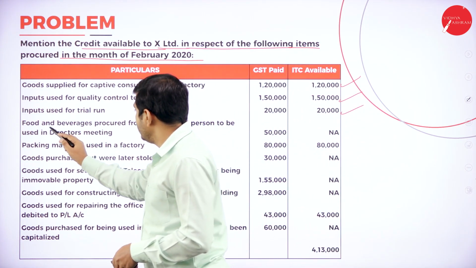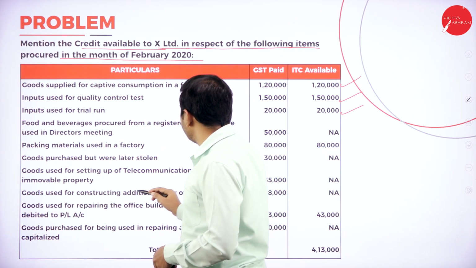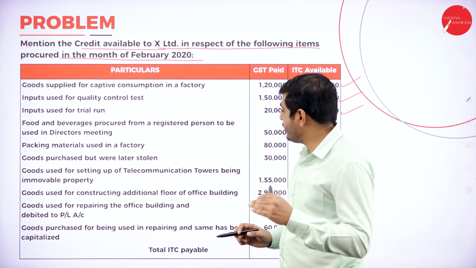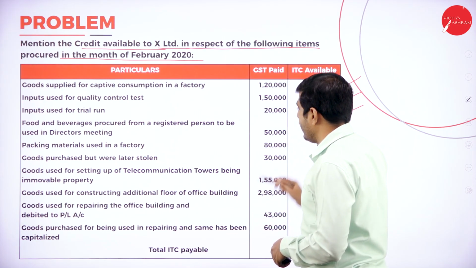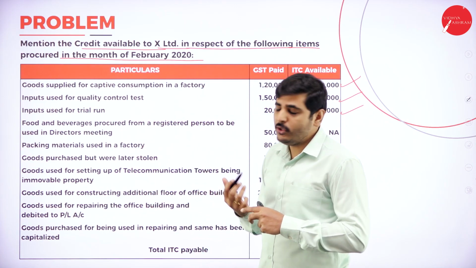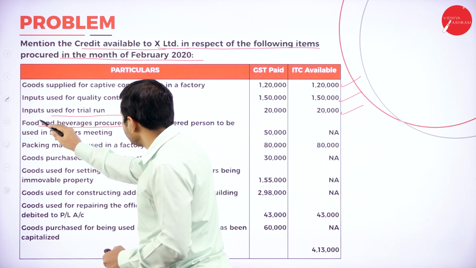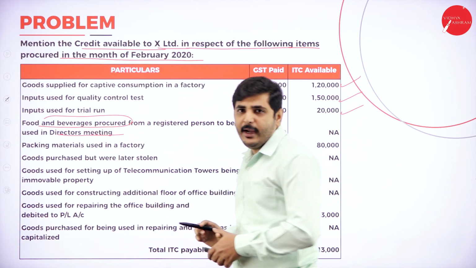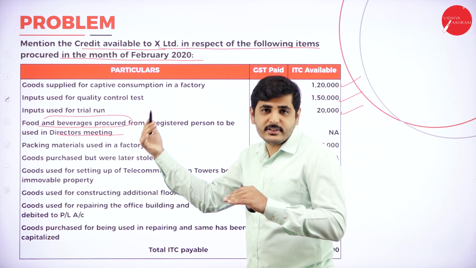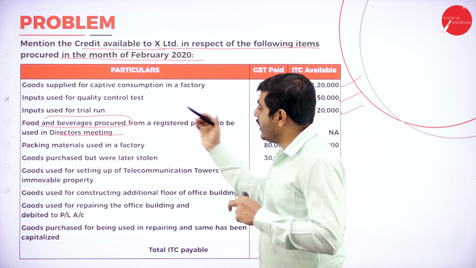Next one, goods, food and beverages produced from a registered person to be used in a director's meeting. This is not business purpose, so ITC is not available. Even though there is no obligation from the side of government to provide the food and beverages to the directors in the meeting, this is not for business purpose, this is for personal purpose or personal gain. So ITC is not available.